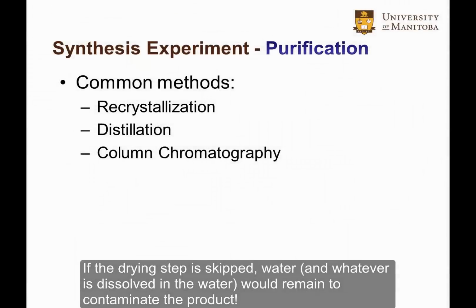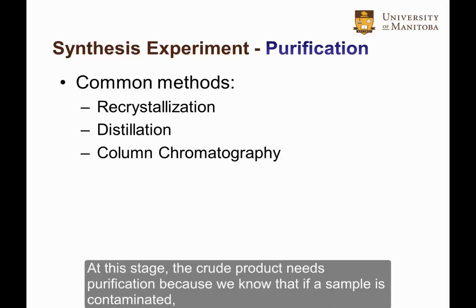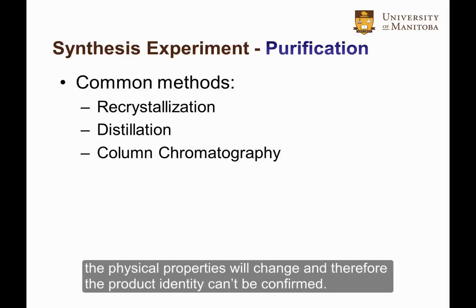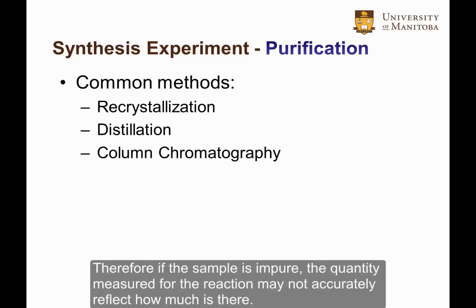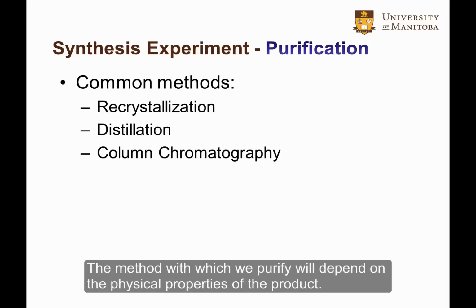At this stage, the crude product needs purification because we know that if a sample is contaminated, the physical properties will change, and therefore the product identity can't be confirmed. As well, sometimes one product made will be the starting material of another reaction. Therefore, if the sample is impure, the quantity measured for the reaction may not accurately reflect how much is there. The method with which we purify would depend on the physical properties of the product.